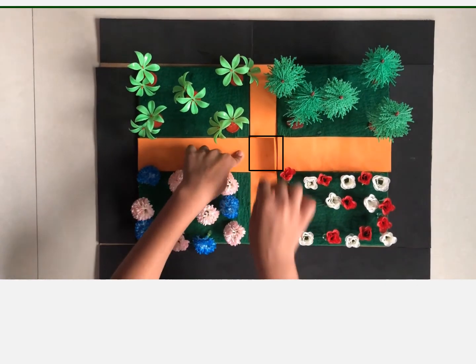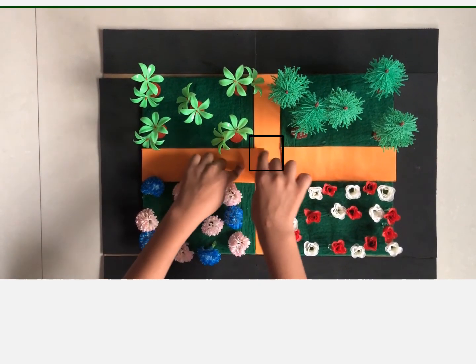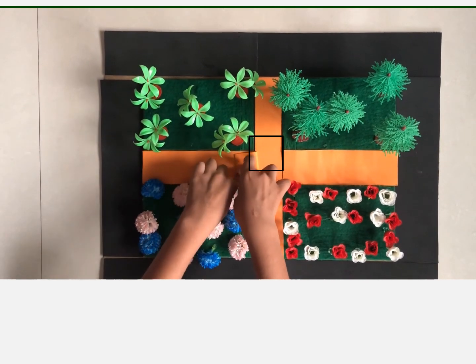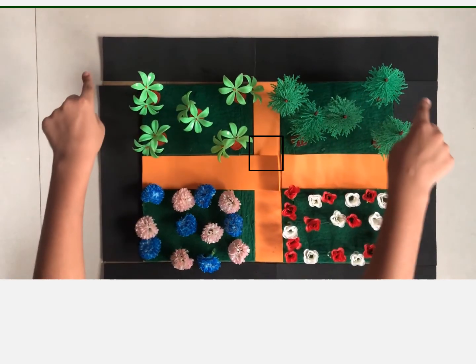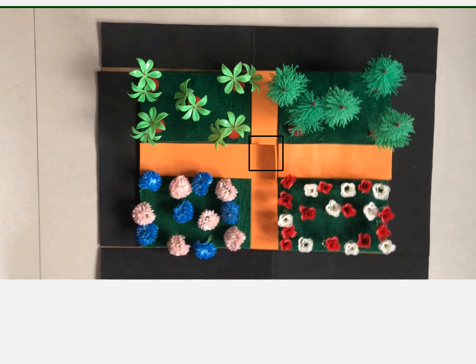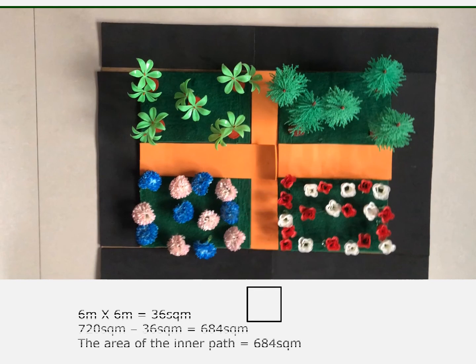But observe carefully. The middle part has a square that has been laid repeatedly, or we can see it has been overlapped. So we need to subtract that square. Side into side, which is 6 meters into 6 meters, is equal to 36 square meters. That has to be subtracted from 720 square meters. That will leave us with 684 square meters, which is the area of the inner path.